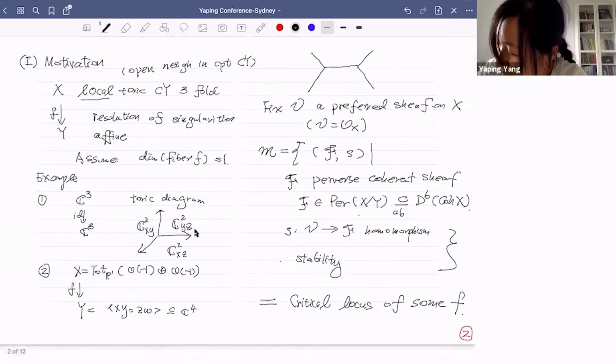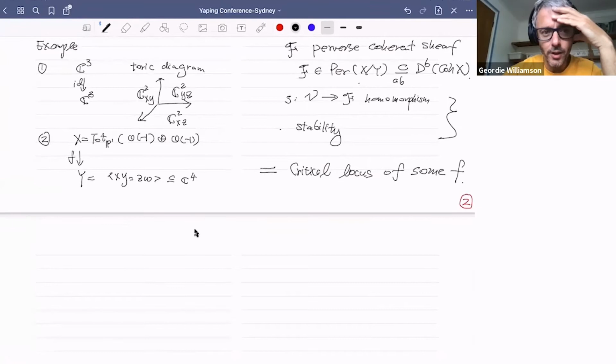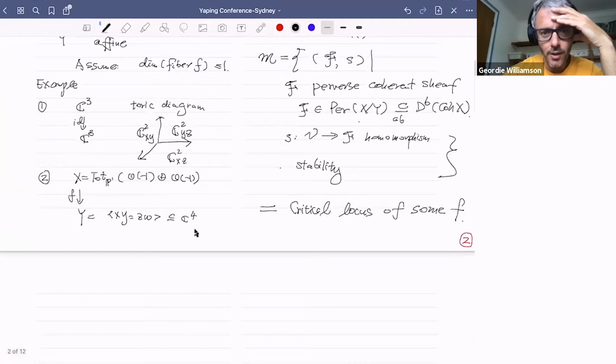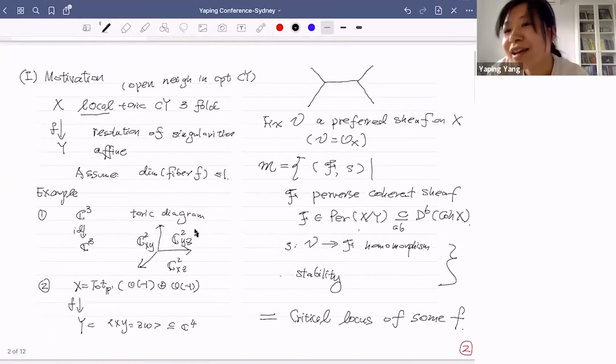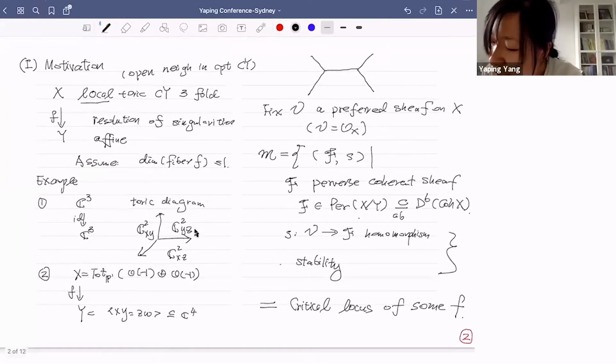Yaping, can I just ask, what is Calabi-Yau, X or Y? Calabi-Yau is the condition that C1 of the tangent bundle is trivial. But where are you imposing that condition, on X or on Y? Oh, on X. Yeah.